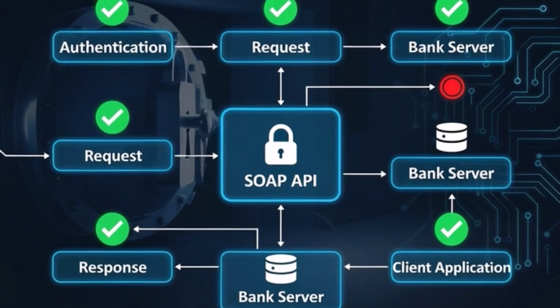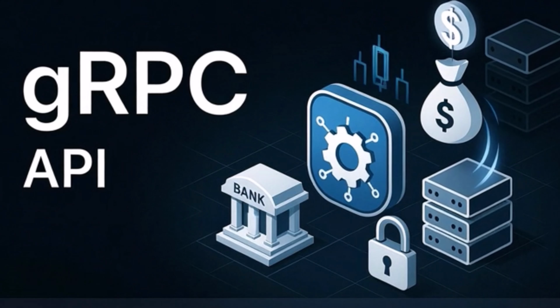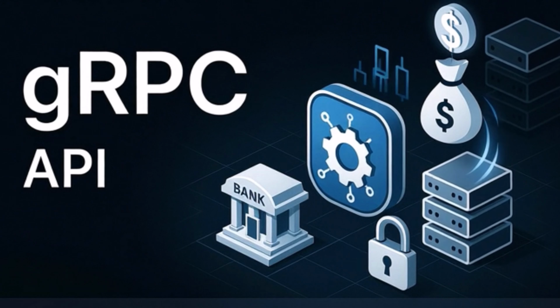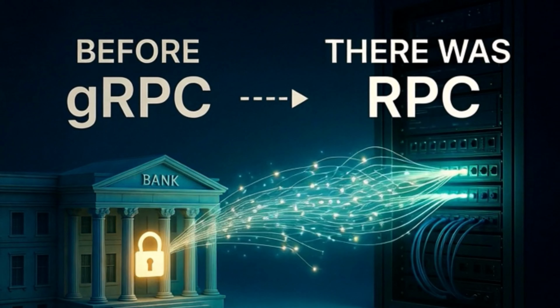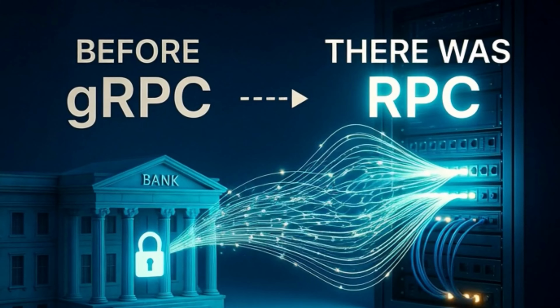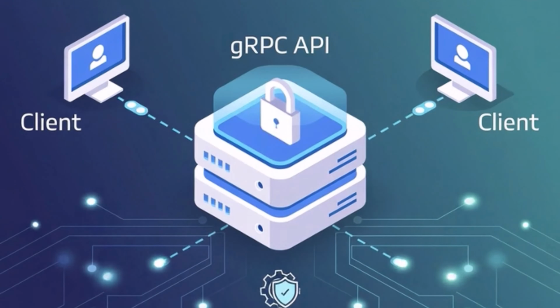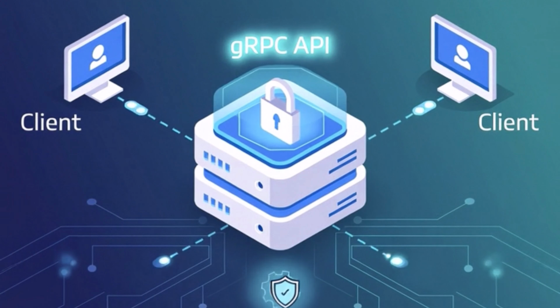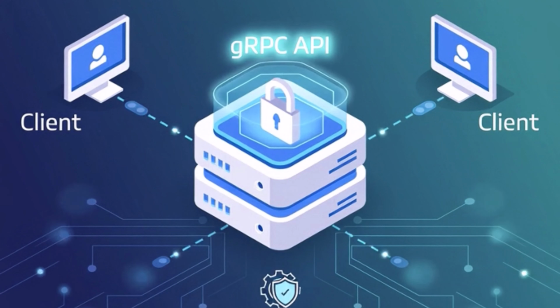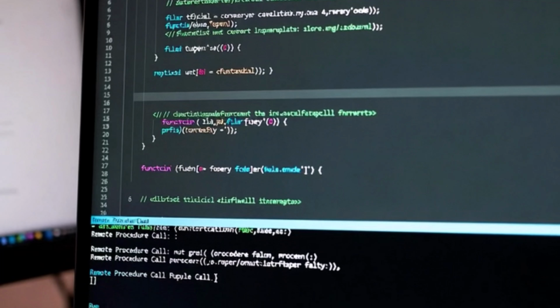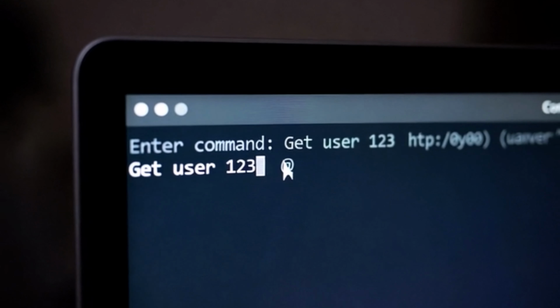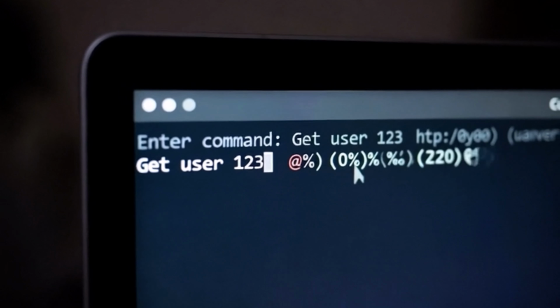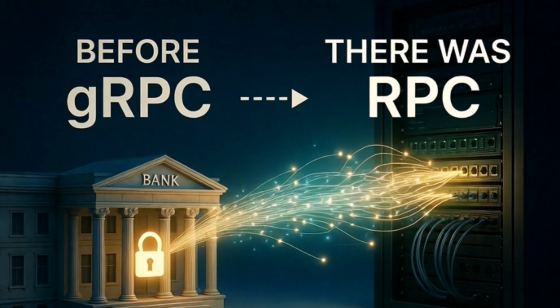Now, let's switch gears to something much faster, gRPC API. Before gRPC, there was RPC. Remote Procedure Call. The idea is simple. Instead of sending raw data, your app directly calls a function on another machine as if it were local. So instead of saying, send data to this endpoint, you say something like, get user 123. Early RPC systems like XML-RPC and JSON-RPC worked, but they were slow and didn't scale well. That's where gRPC comes in.